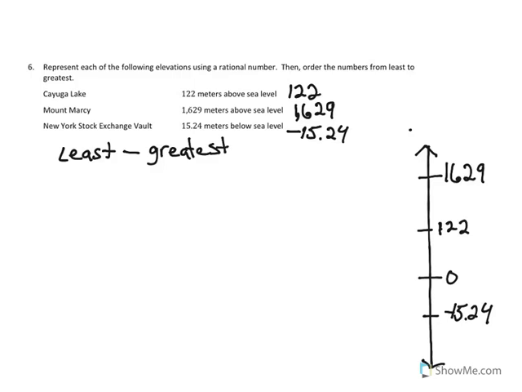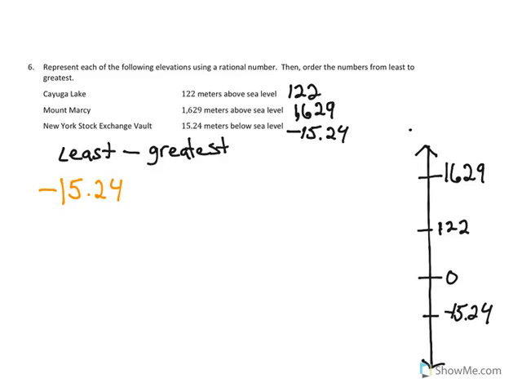The one farthest below, in this case, if we were on a number line, it would be the farthest to the left. But since we're on a vertical number line, if we're on a horizontal one, it would be farthest to the left. Since we're on a vertical, it's the farthest below. And so that one's going to be negative 15.24.